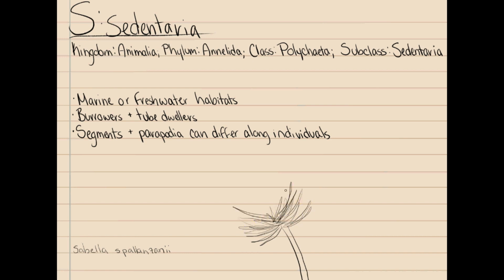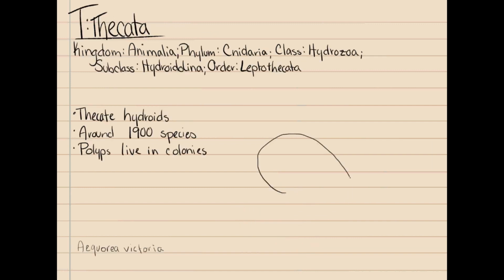S is for Sedentaria, a burrowing or tube-dwelling aquatic annelid. T is for Thecata, or Leptothecata, thecate hydroids with colonial polyps.